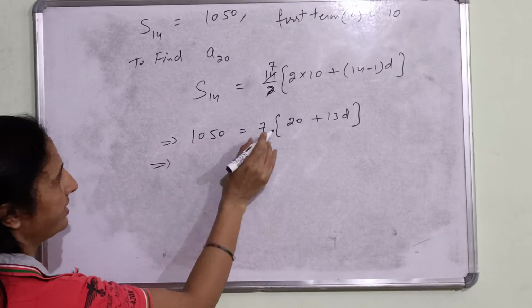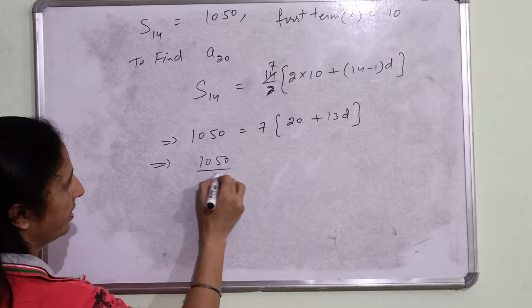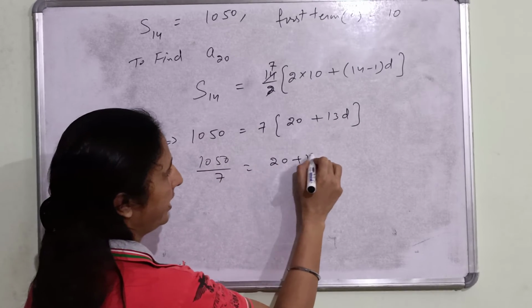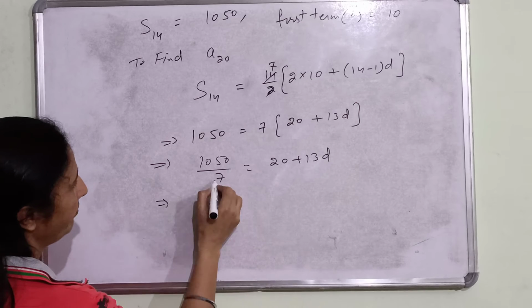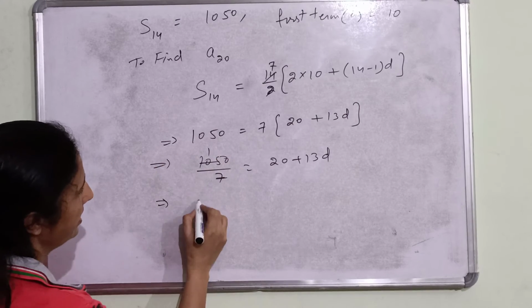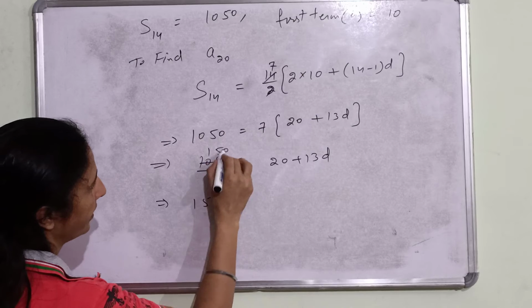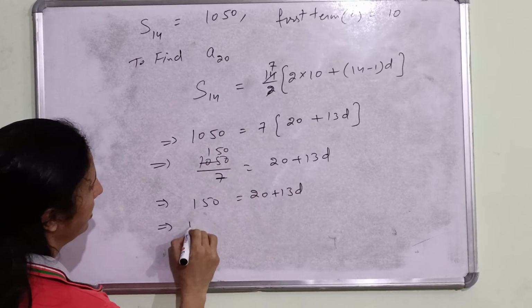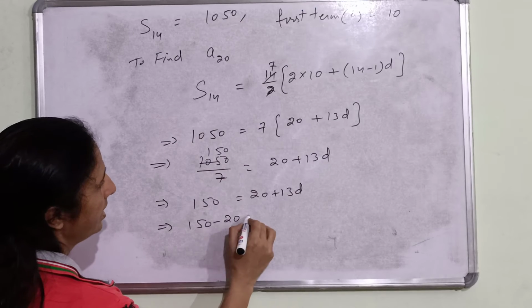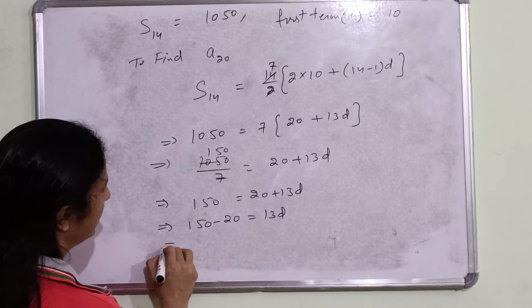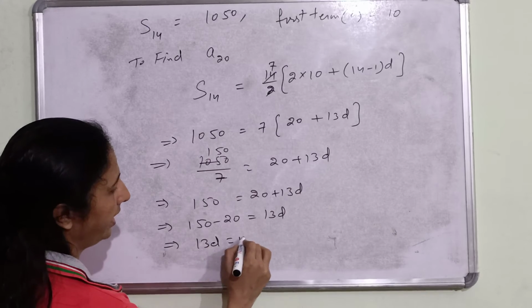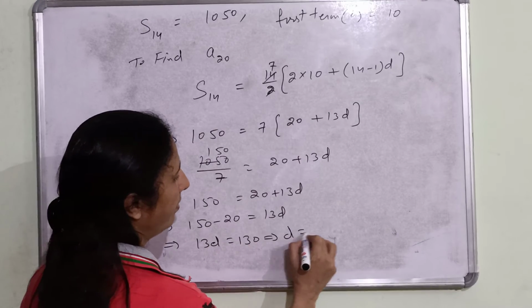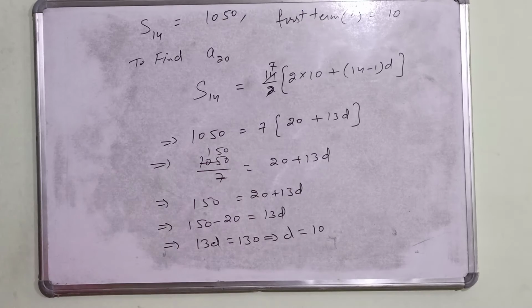Now we can divide by 7 here: 1050 divided by 7 is 150. So 150 is equal to 20 plus 13D. Subtracting 20, we get 130 equal to 13D. So D is equal to 10. When we divide 130 by 13, we get D is equal to 10.